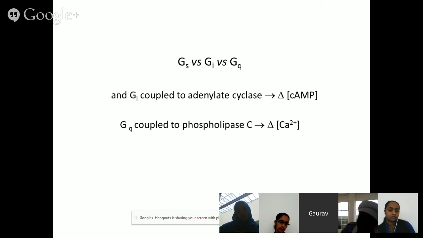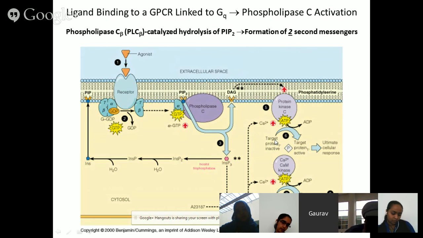Next is GQ. You can see that GS and GI both are involved in the production of cyclic AMP. GS helps to produce the cyclic AMP second messenger. GI inhibits the production of cyclic AMP. And this GQ is coupled with a G protein receptor and produces calcium ions. How they produce calcium ions, we'll discuss later in the slides. You can see in this figure how these GQ molecules produce calcium ions.